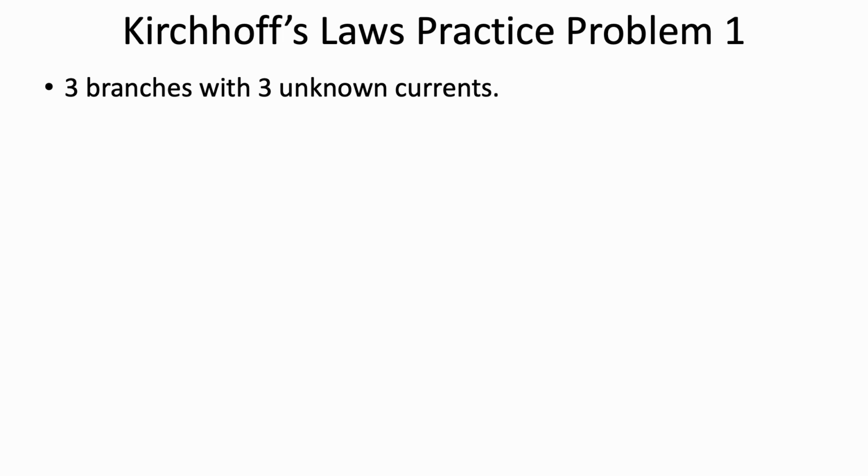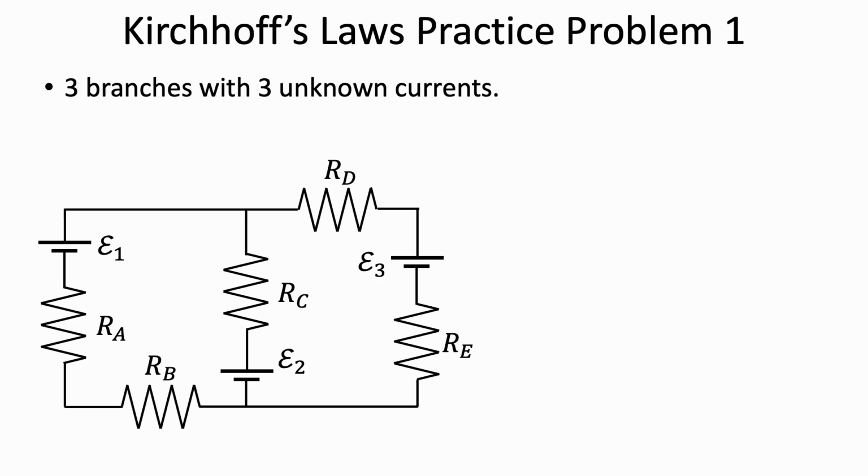In this video, I will walk through a practice problem using Kirchhoff's laws to analyze an electric circuit. We will focus our attention on a circuit with 3 branches and 3 unknown currents, which is one of the most commonly encountered problems when applying Kirchhoff's laws in introductory physics. To be more specific, we will look at this circuit shown on the screen. I will show you step by step how to set up the equations and solve for unknown currents.